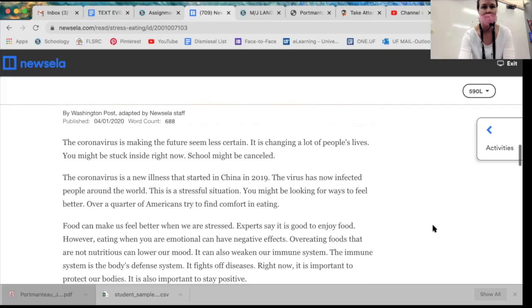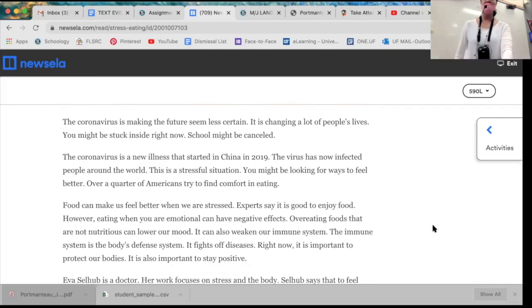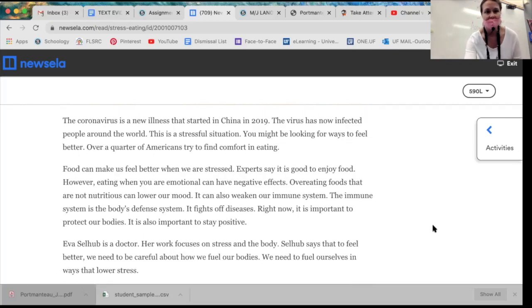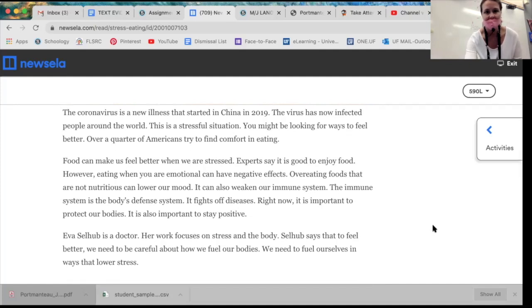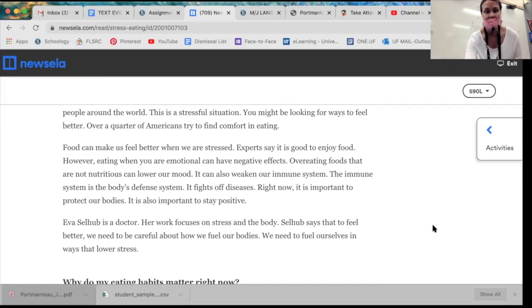All right, the coronavirus is making the future seem less certain. It is changing a lot of people's lives. You might be stuck inside right now and school might be canceled. The coronavirus is a new illness that started in China in 2019. The virus has now infected people around the world. This is a stressful situation. You might be looking for ways to feel better.